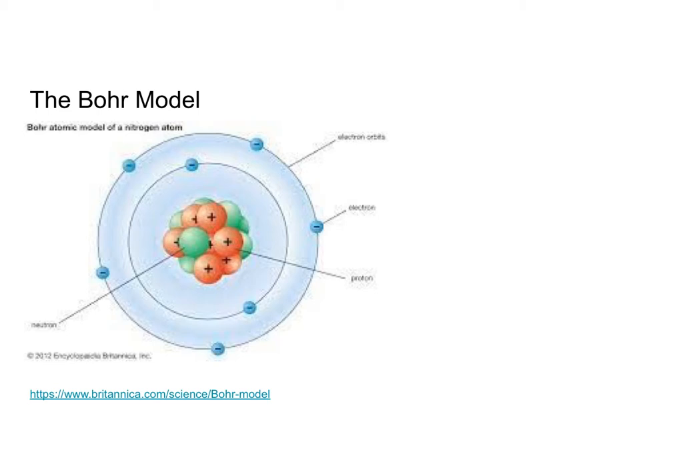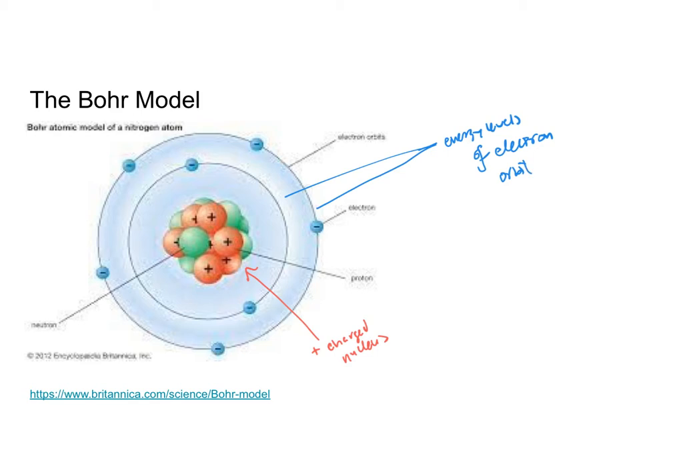So the Bohr model of the atom has a positively charged nucleus surrounded by different energy levels with electrons orbiting around it. So again, we have a positively charged nucleus and electrons orbiting that nucleus at different energy levels. The lowest energy levels being closest to the nucleus and the higher energy levels being farther away.